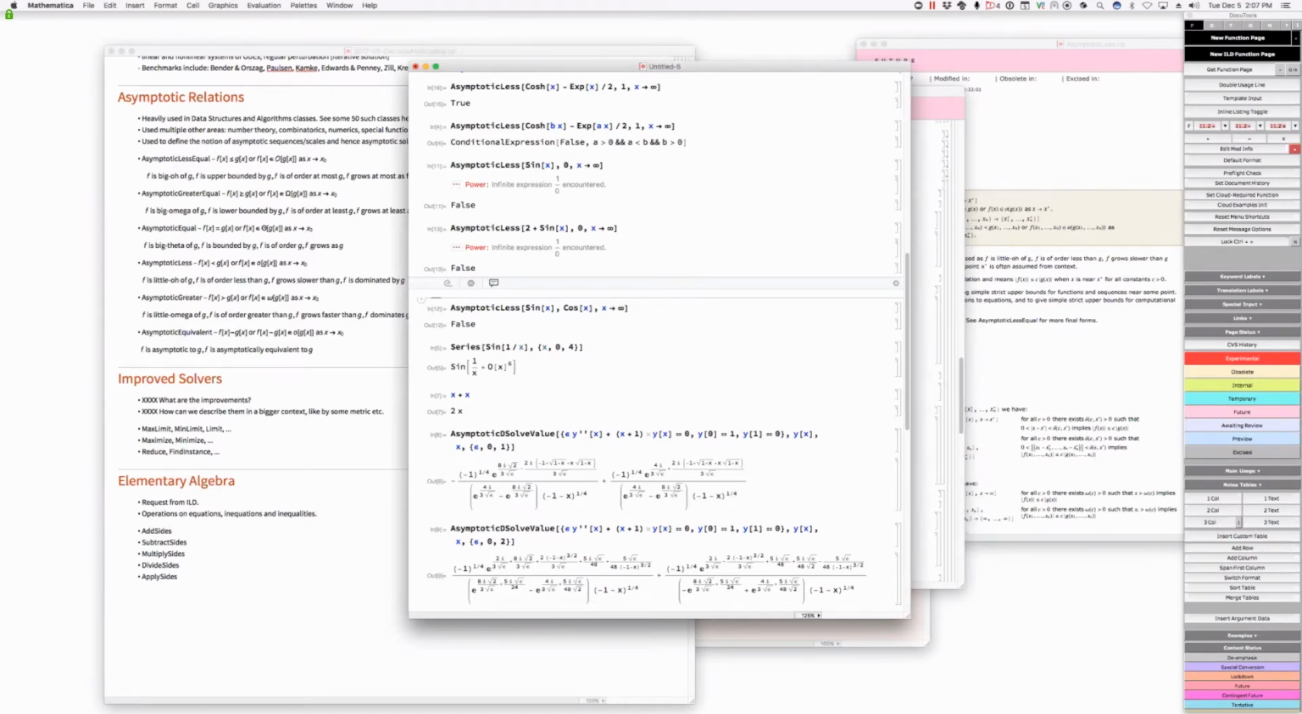Right now it's using a... 2 plus sine of x is clearly greater than 0. I was thinking the other order. 0 and sine of x are not comparable, because sine of x is always crossing 0.